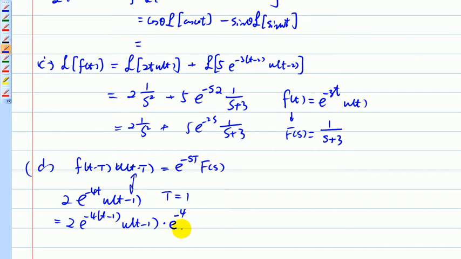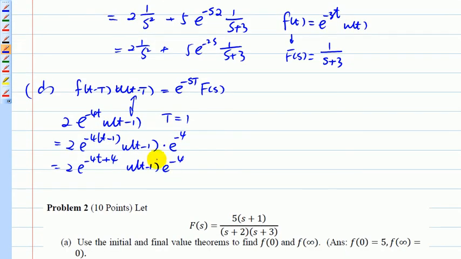Now you might wonder, where is this from? Well, you look at this here. This is e to the power of negative 4t plus 4. So this is where your e to the power of negative 4 is from. So you are not changing the original function here. Now you're ready. You can take e to the power of negative 4 and consider that as a constant.